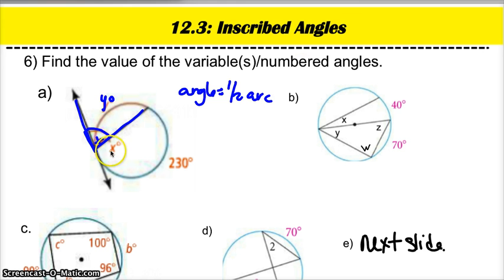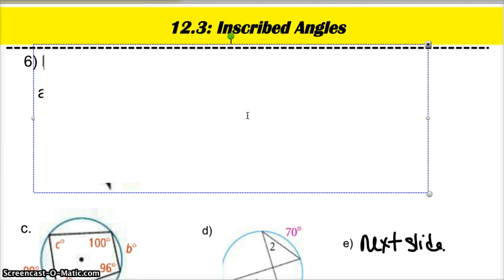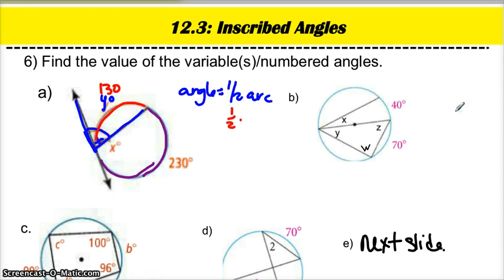If you notice though, the 230 is representative of this blue part of the circle. So the remaining part of the circle would be 360 minus 230. So this arc up here is 130. So half of 130 is going to be this inscribed angle. Half of 130 is 65. So x is 65, and y is 130.